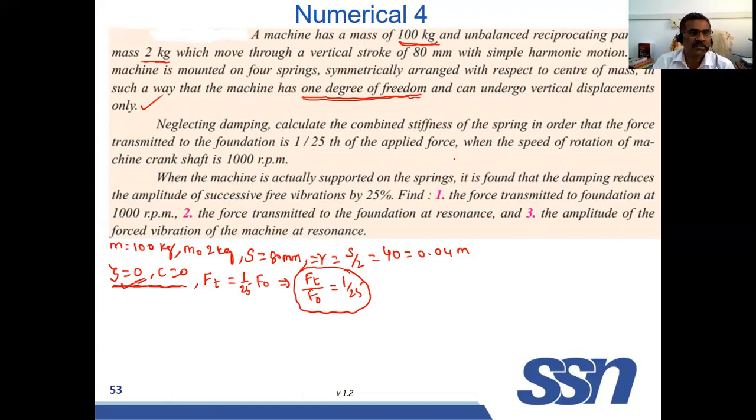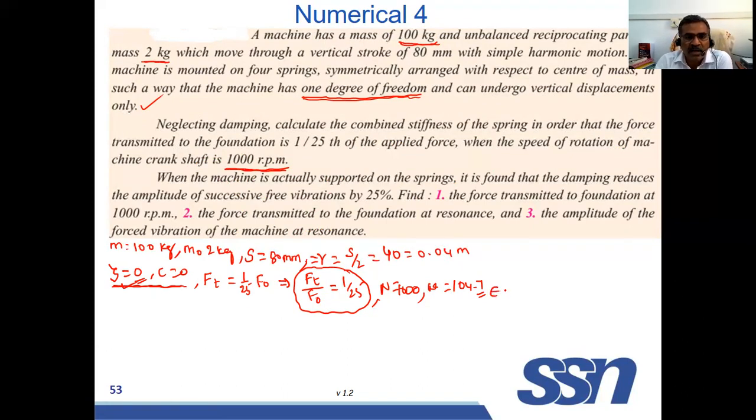The speed of the rotating crank is 1000 RPM. N is equal to 1000. Then what is the value of omega? You can find it: 2 pi N by 60, that is 104.7. So now we have to find the stiffness. What is the equation for transmissibility?